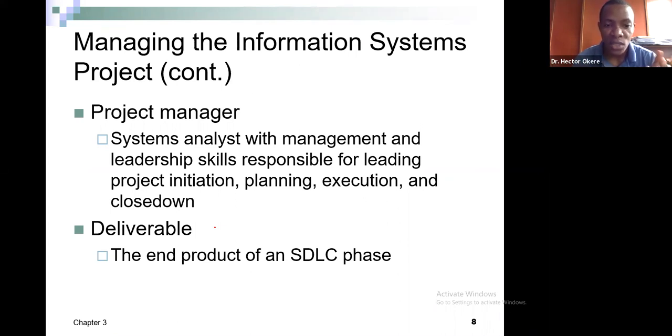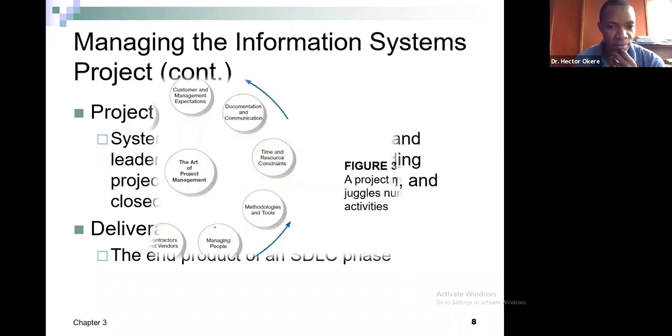All right. So what is the deliverable? What is the end product of a project management process? It's the same thing as the product of an SDLC phase. Why do you have SDLC? You have SDLC, System Development Lifecycle. So at the end of the lifecycle, you have a product, whether it's a system, a software, an application, or hardware, whatever it is. That is the end product of the project, okay?